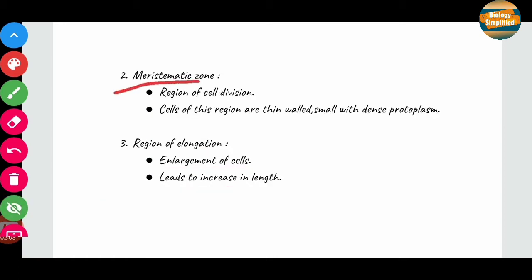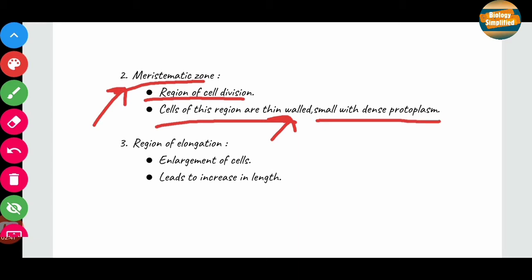Next is the meristematic zone. As is clear from the name itself, it consists of meristematic cells, that is the dividing cells. So it is basically the region of cell division. Cells of this region are thin-walled, small, with dense protoplasm. If we need to see the dividing cells under a microscope, we will cut a section of root from this meristematic region.